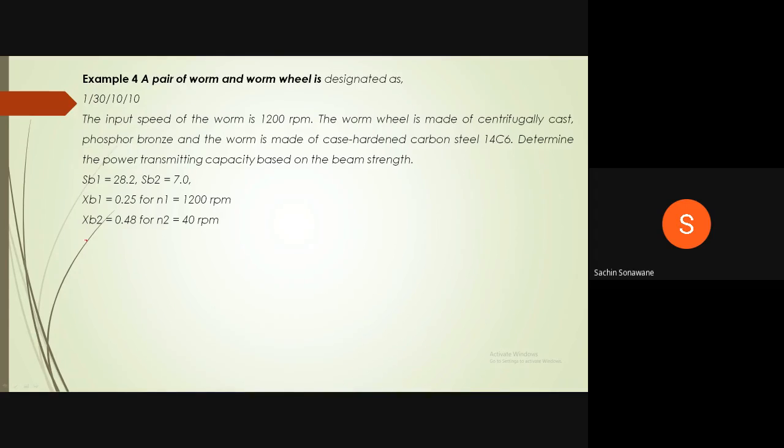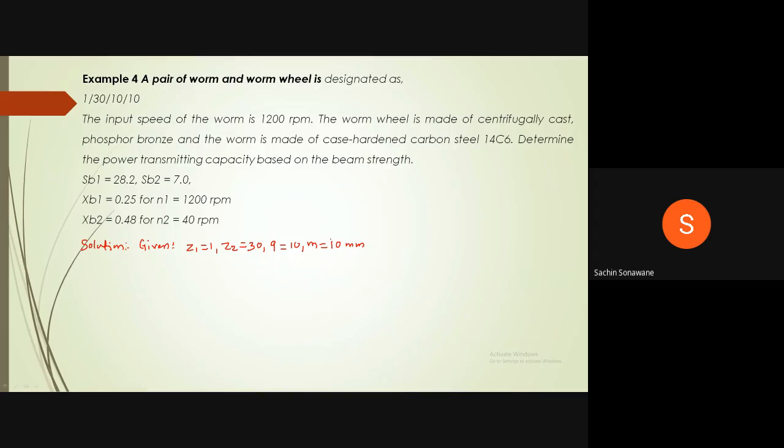Solution. Given: Z1 is equal to 1, Z2 is equal to 30, Q is equal to 10, M is equal to 10 mm.